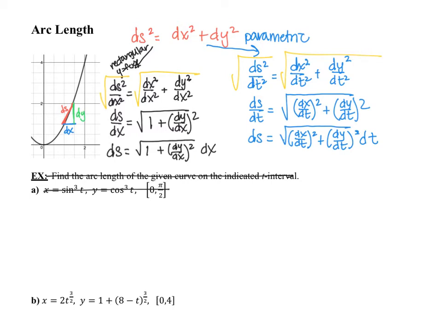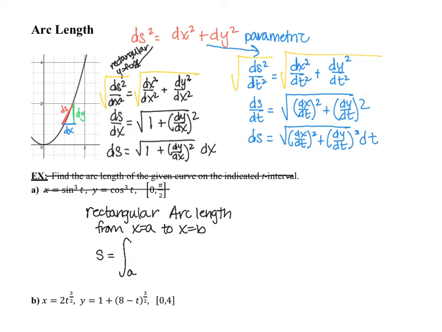So if I want to find my rectangular arc length from x equals a to x equals b, we know that the arc length is going to be the sum of all those tiny little arc lengths that we found above, added together.